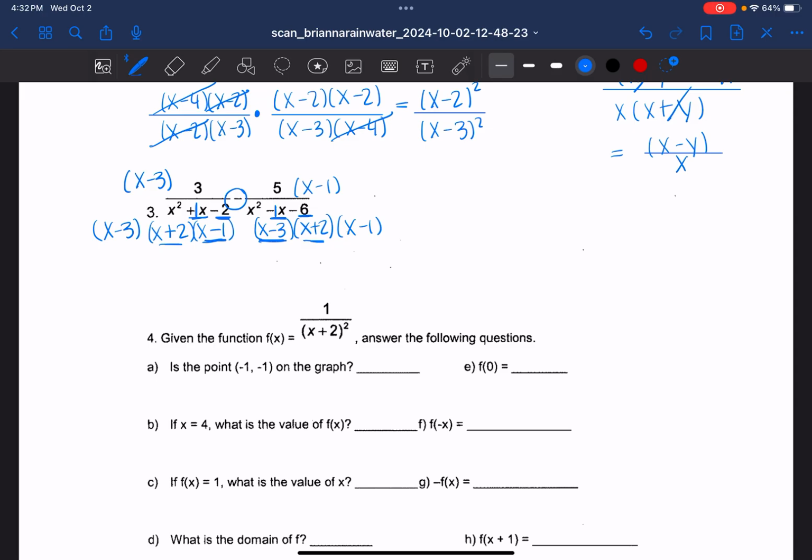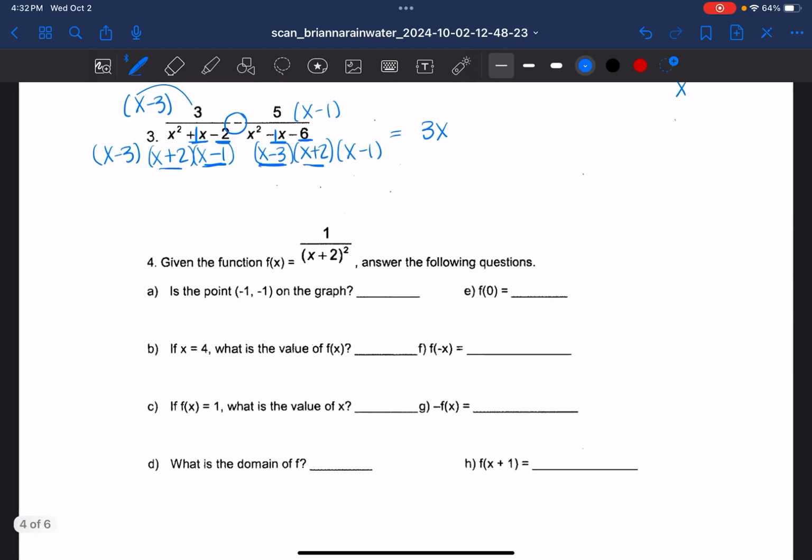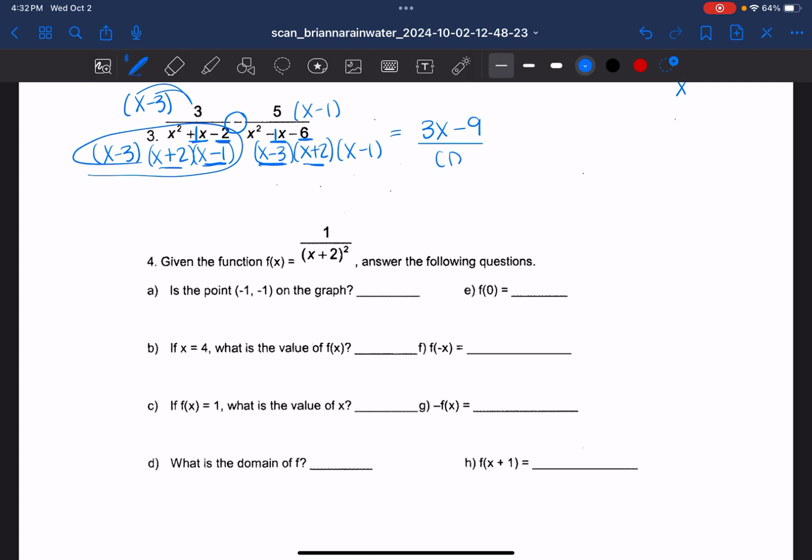So I'm going to multiply my numerators. X times 3 would give me 3x, and -3 times 3 is going to give me -9, all over this common denominator. So I'm just going to abbreviate for now. Okay, over here, I've got 5 times x, which is 5x, and 5 times -1, which is -5, again, all over this common denominator that we came up with.